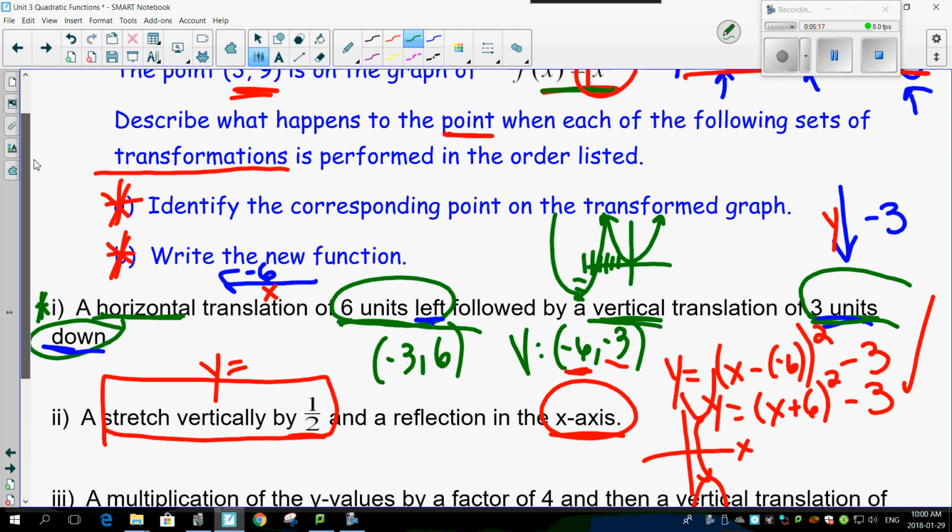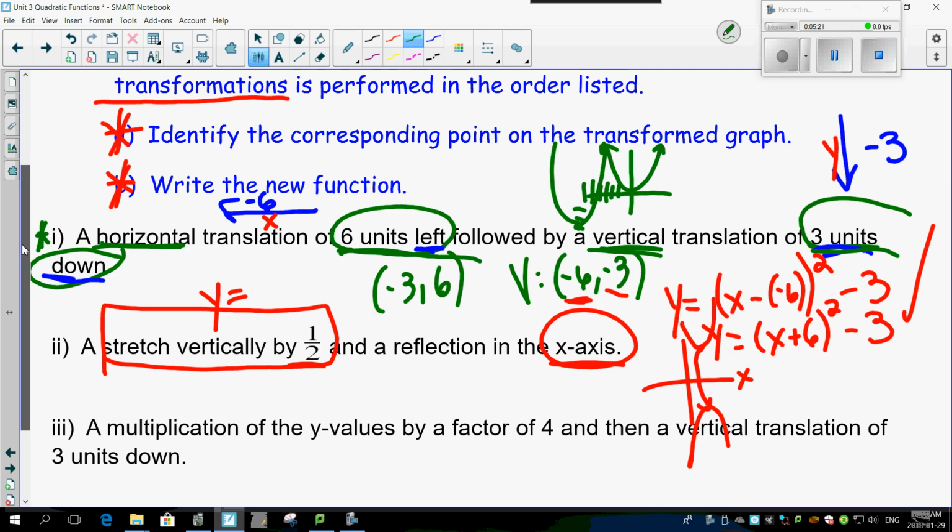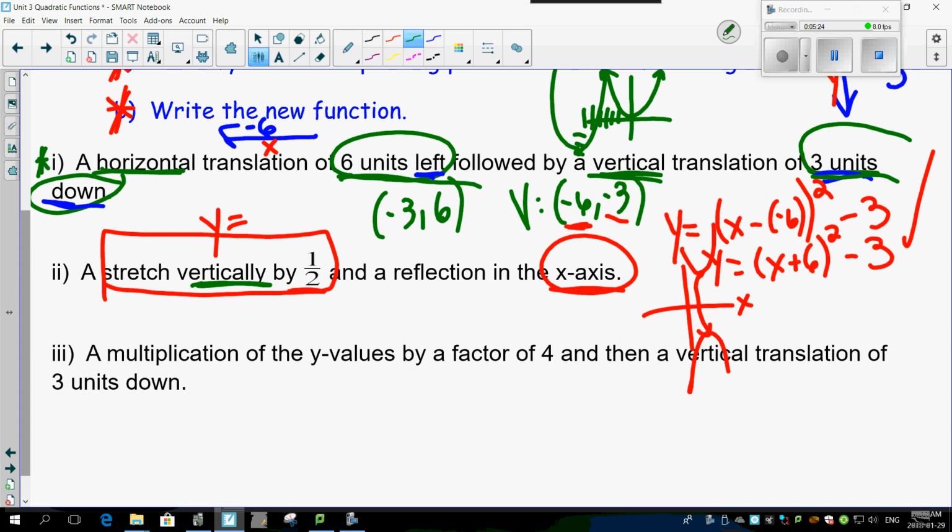Our original coordinates, which were 3, 9, right here. How is this going to affect this? Well, we're doing vertically. So remember, 3, 9 means vertically, that means this guy here, right? And in a reflection, also, look, the x coordinates are the same. It's the y coordinate that gets flipped.